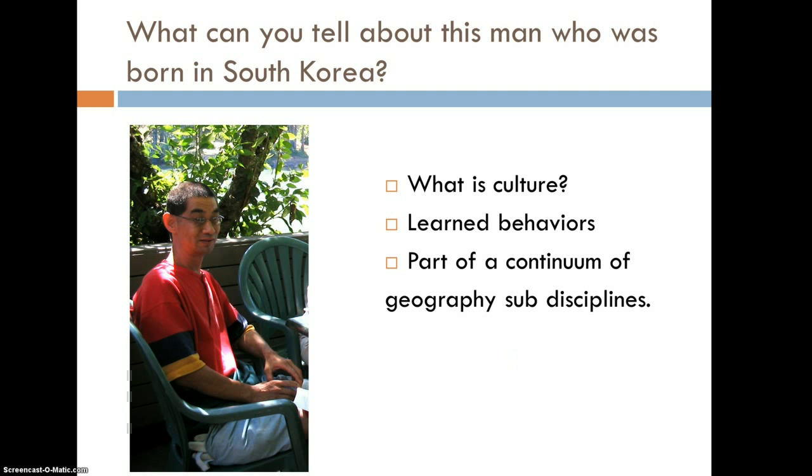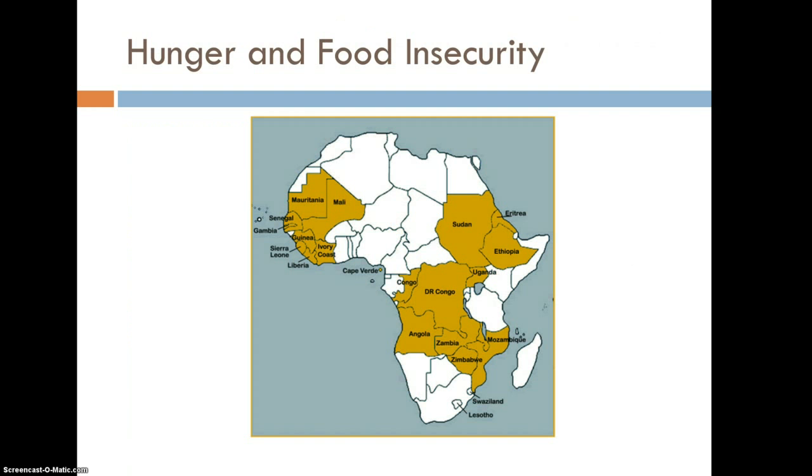Cultural geography is a part of this huge geography discipline that goes from the physical realm, the natural environment, physical geography, geomorphology, hydrology, through to the other end of the continuum, which is cultural geography. Cultural geography looks at economics, landscapes, all kinds of aspects of the human environment.